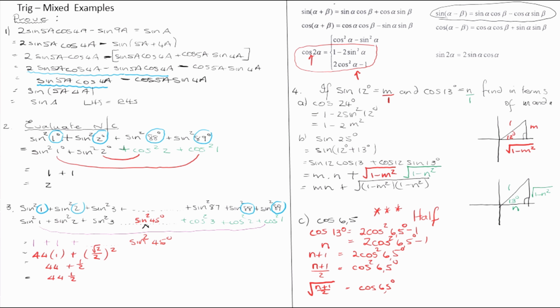and second, we do not put a plus minus, because cos of 6.5 is a first quadrant angle, so it won't pick up a minus. Right, I hope you've learned something from this, and we will see you at the next video.